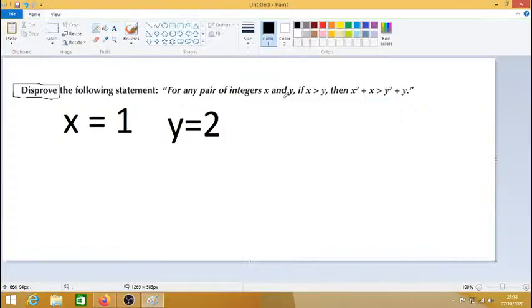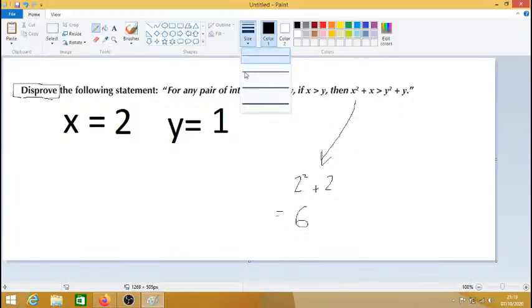Now it says if x is bigger than y, that's not going to work, so I could do it the other way around. I could have, let's go with x as 2 and y is 1. Then x squared plus x, let's work that bit out. So that's going to be 2 squared plus the 2 again. So that works out to be 6.